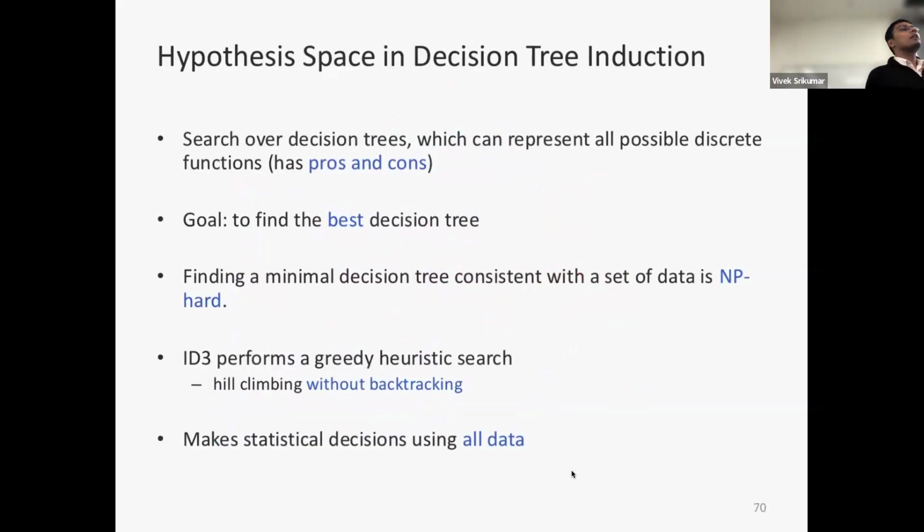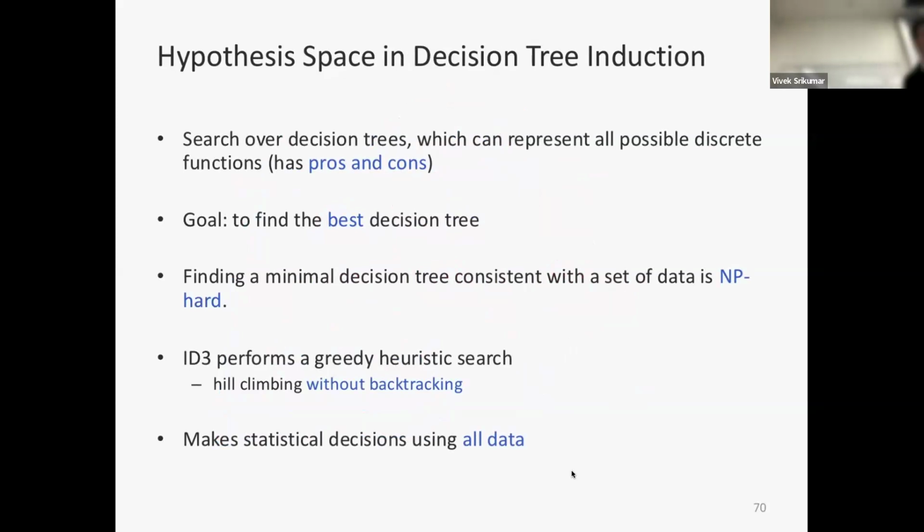Okay, so let's go back up. Let's step back up a bit. For the decision tree algorithm, the hypothesis space is the set of all possible decision trees. And remember, the set of all possible decision trees includes the set of all possible Boolean functions. So it's a massive hypothesis space.